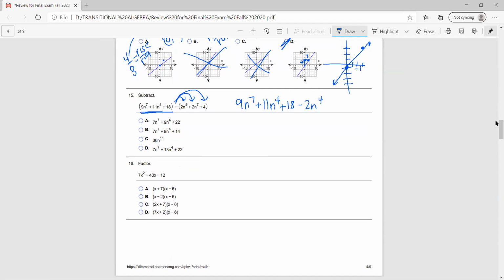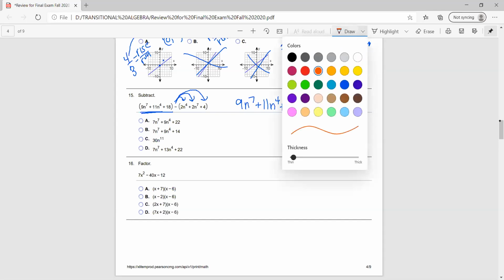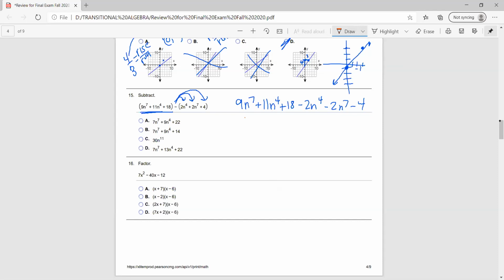And then -2 into the 7th. And then since this was a +4, it's going to be the opposite. It's going to be -4. And now we want to combine like terms. I know you guys probably remember how to combine like terms, but I'm looking for something else that's into the 7th, and I have one of those. So I would do 9 minus 2, which would get me 7 into the 7th.